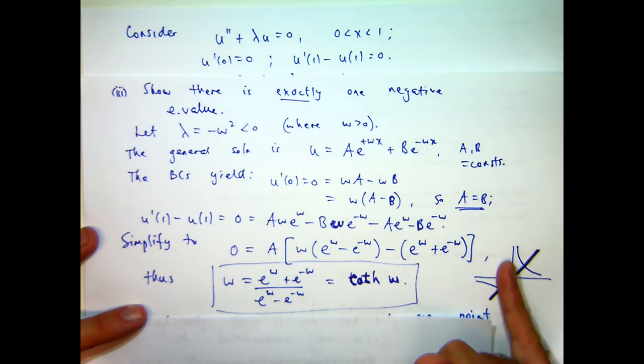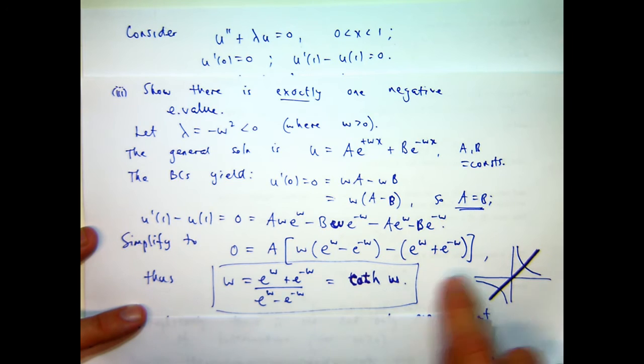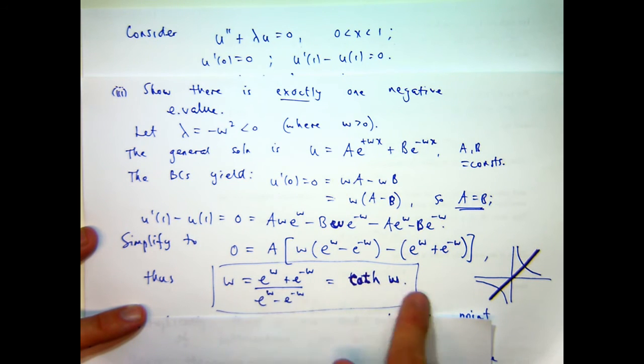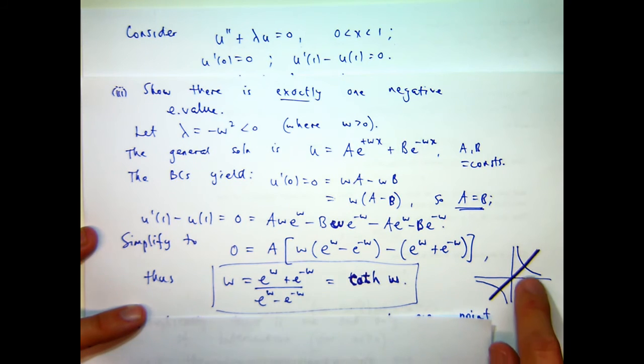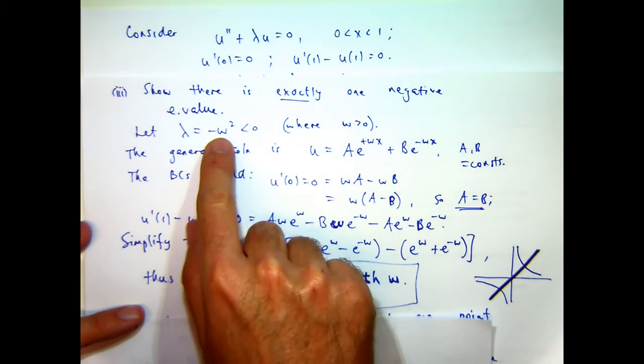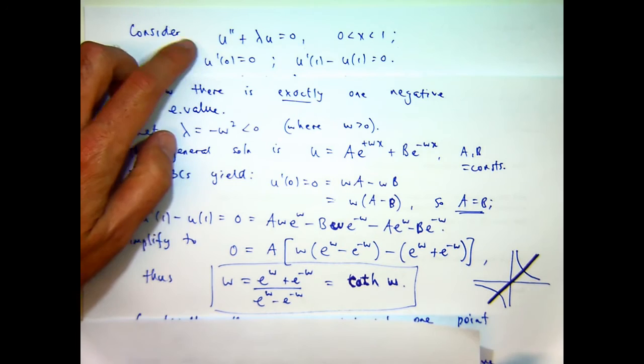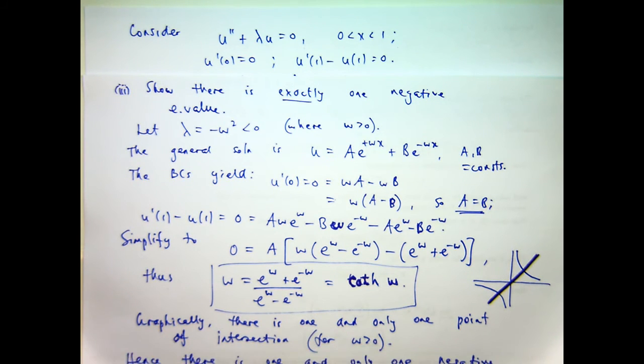Now, in the right hand half of the picture, you can see that there's one and only one intersection. Remember in this equation, we're looking for positive omega. So you can see that there's the intersection, one and only one. So there's one and only one positive omega that satisfies this equation. That means that, for lambda equals minus omega squared, there's one and only one negative value of lambda such that this problem has a non-trivial solution.